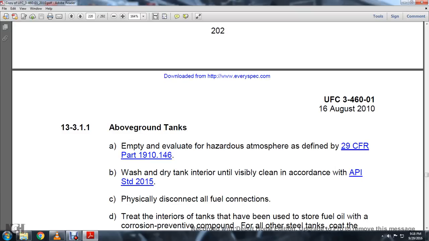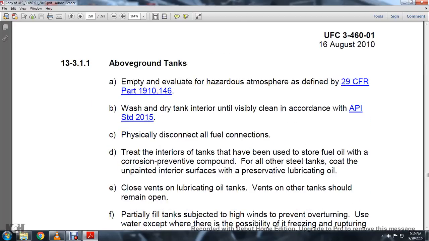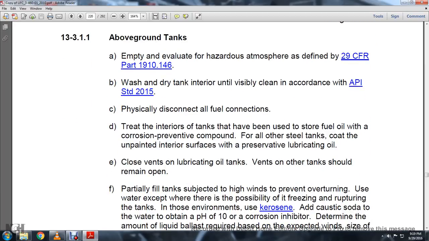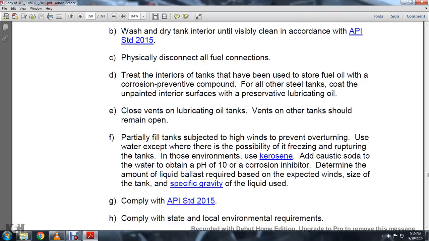13.3.1.1 Aboveground tanks. Empty the tank and evaluate the hazardous atmosphere as defined in Title 29 CFR Part 1910.146. Wash and dry the tank interior until visibly clean, in accordance with API Standard 2015. Physically disconnect the fuel connections. Treat the interiors of tanks that have stored fuel oil with a corrosion preventive compound. For other steel tanks, coat the unpainted interior surface with a light lubricating oil to preserve it. Close the vents of the lubricating oil tanks. The vents on other tanks should remain open.